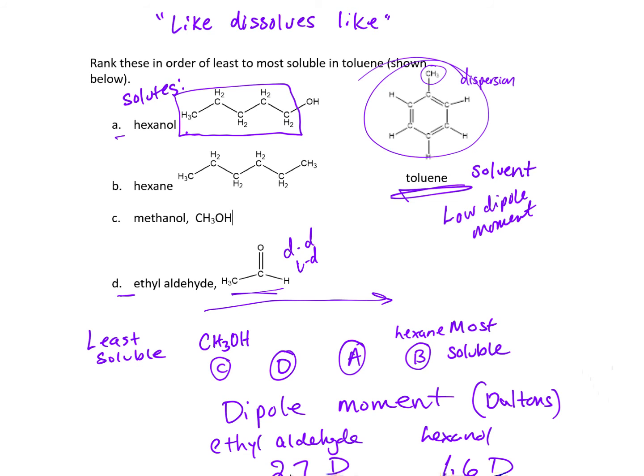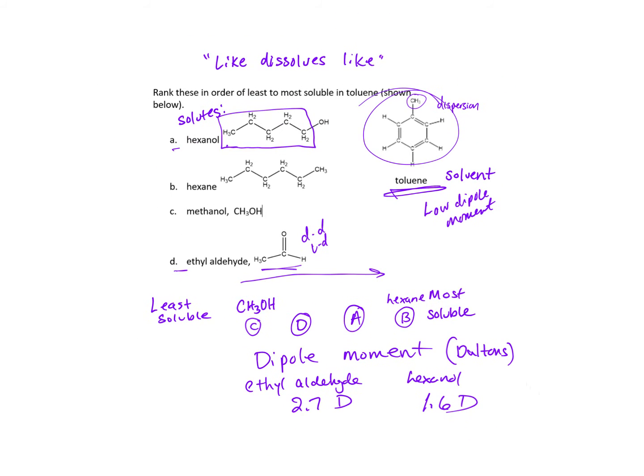Yes? I'm just clarifying, you said that the increased dipole moment increases polarity or decreases polarity? It just is a definition. If something has a greater dipole moment, it is more polar. So then it's less soluble? In toluene, yes, because toluene has low polarity, low dipole moment. I see. Good, thank you. So the opposite solubility would be true in water, right? So the most soluble thing in water, in this case, would be methanol.